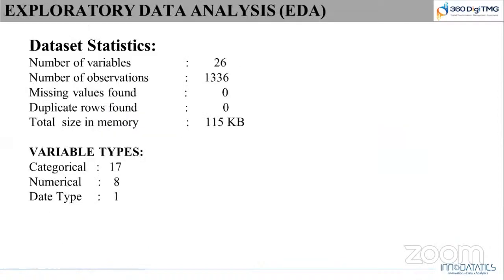So we have drawn some statistics from our dataset, in which the number of features or variables we have is 26, and the number of observations we recorded is 1336. There is no null value in our dataset, nor do we have any duplicate values. The total memory size of our dataset is 115 KB. The data types of variables in our dataset are: 17 features with categorical data type, 8 features with numerical data type, and 1 feature with date data type.